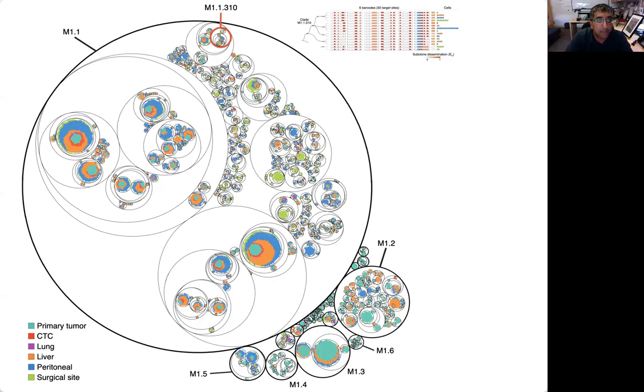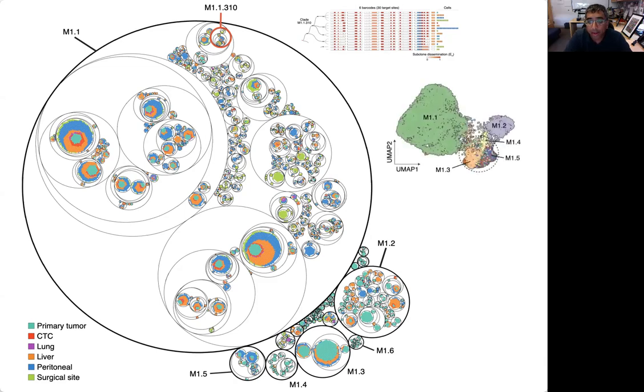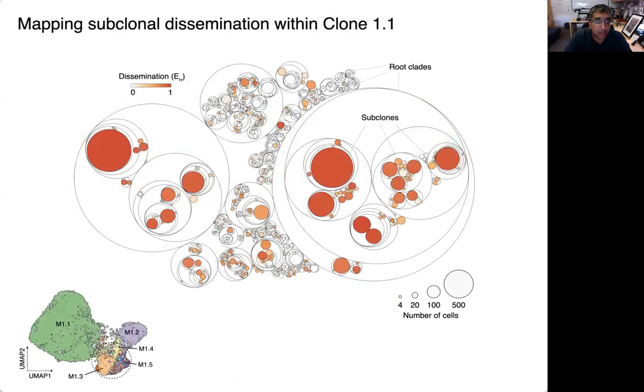And so you can see this M1.1, as we talked about earlier, is found at a diversity of different harvesting sites of metastasis as well as in the primary. Whereas if you look at the smaller clones, you can see that aqua color more frequently, which corresponds to the primary tumor. So those are the, quote, less successful clones in terms of getting out to the mets. Okay, and again, this is a different way of representing the same information that we see on the UMAP.